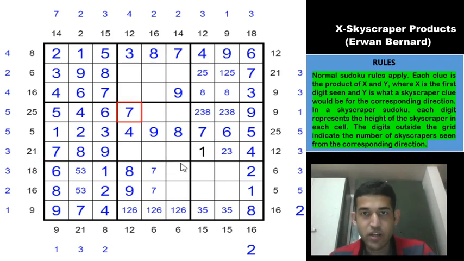Okay, the Sudoku has a really good solve path, guys, really fun to solve, not so easy but at the same time not so hard as well.